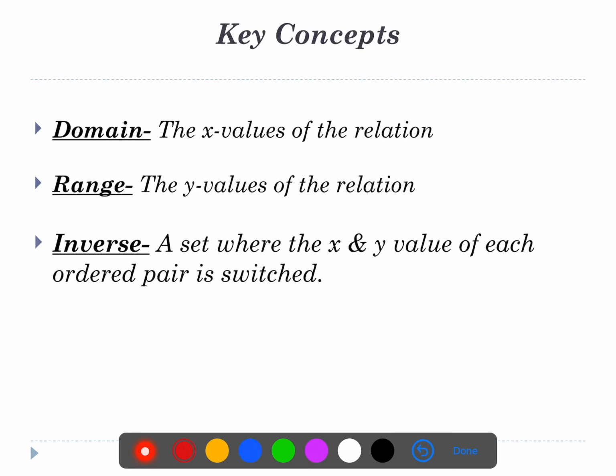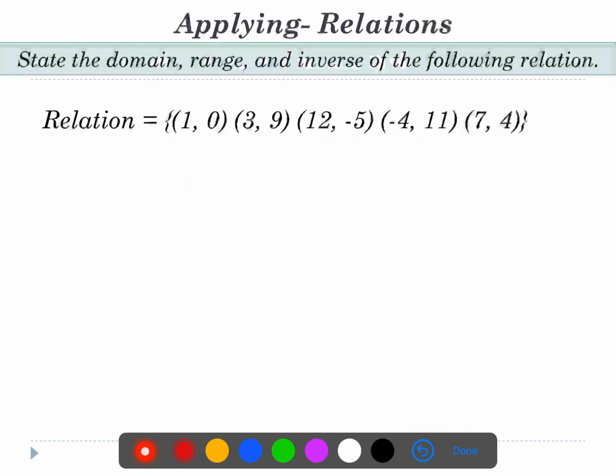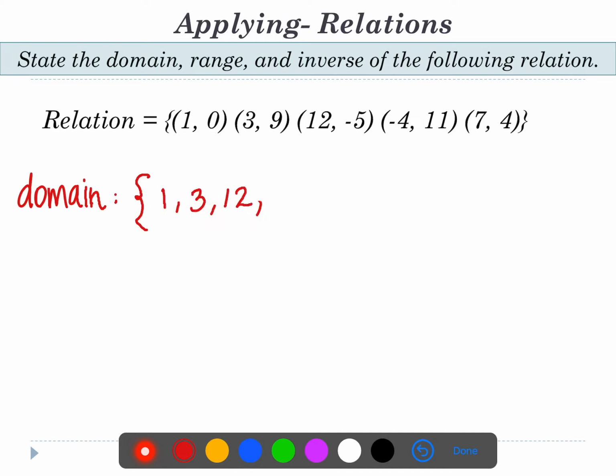Okay, so we're going to put these three definitions into action. We're going to apply them to a relation. So here we're given a relation as ordered pairs, and we're going to be asked to state the domain, the range, and the inverse. Okay, so the domain, we said, is just the x values. So we're going to use these curly brackets, okay, and we're giving the set of all the x values. So that's 1, 3, 12, -4, and 7.